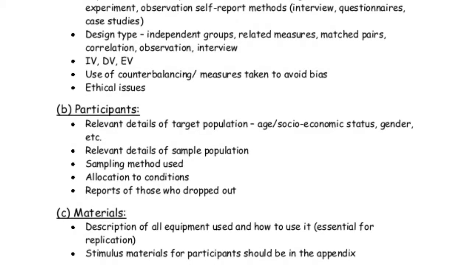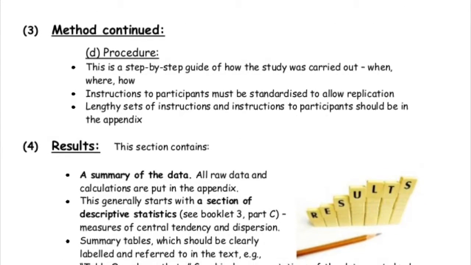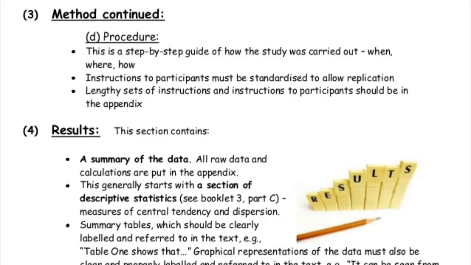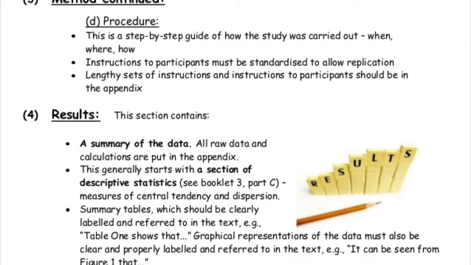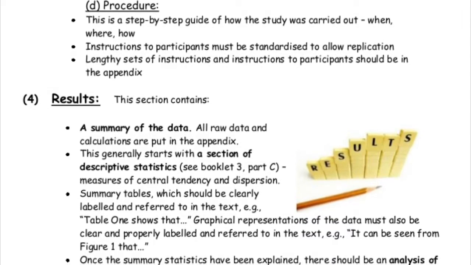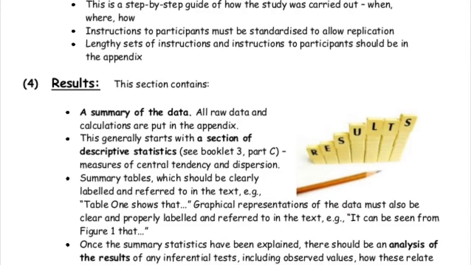Results. This should include the descriptive and inferential statistics. It is a summary of the key findings from the investigation. Descriptive statistics such as tables, graphs and charts, measures of central tendency and measures of dispersion.